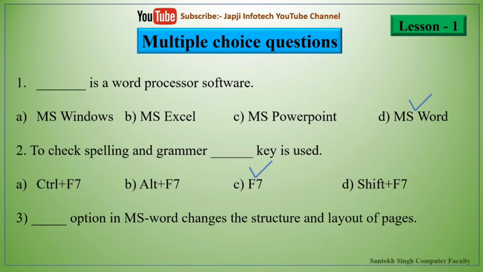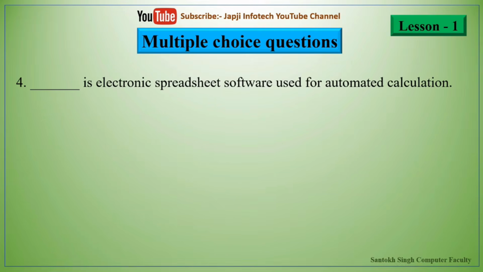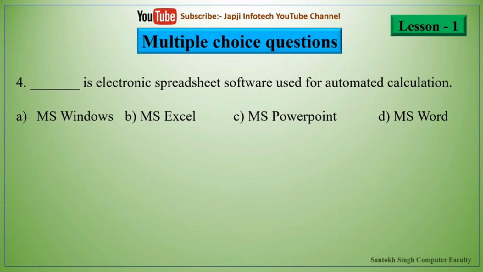The third one is dash option in MS Word changes the structure and layout of pages. The options are format, print and print preview, page setup, proofing. So the right answer is page setup option in MS Word changes the structure and layout of pages. And the fourth one is dash is electronic spreadsheet software used for automated calculation, and the options are MS Windows, MS Excel, MS PowerPoint, MS Word. So the right answer is MS Excel is electronic spreadsheet software used for automated calculation.